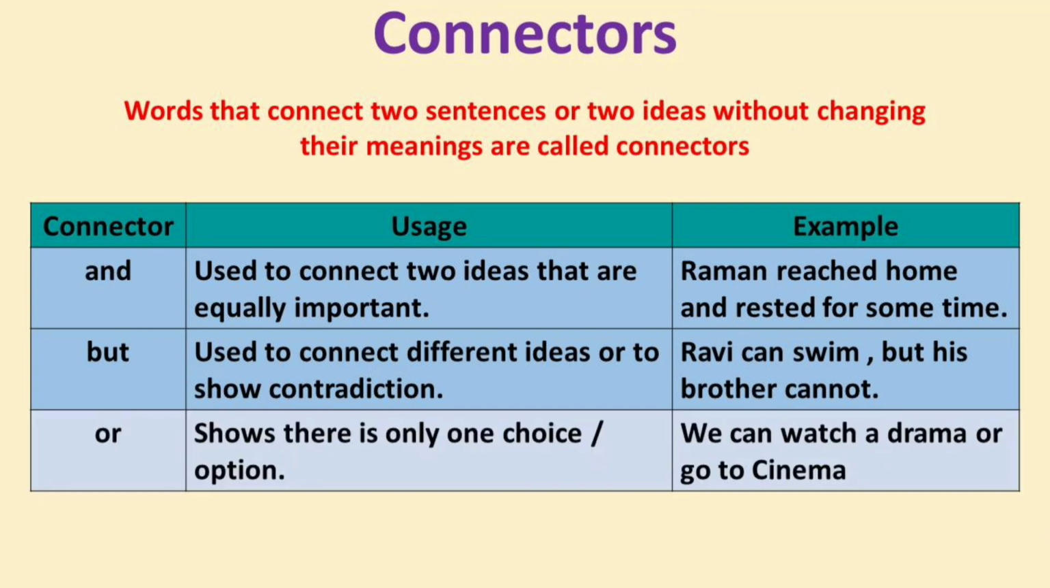Next, we discuss about or. Or shows there is only one choice or option. Example is, we can watch a drama or go to cinema. Here, one idea is we can watch a drama and other is we can go to cinema, but here or shows there is only one choice or option. So the answer is, we can watch a drama or go to cinema. Do you understand, buddy? Hope you understand.